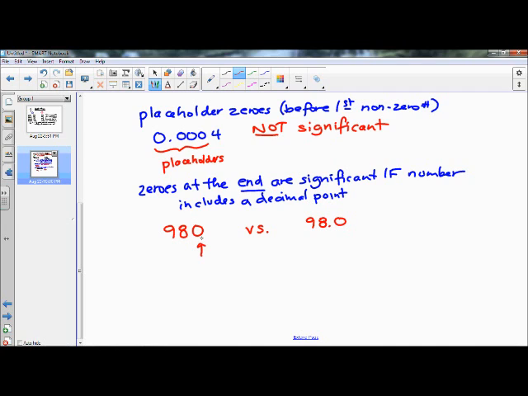This number is considered a placeholder. This number is not significant. Okay. Certainty, some uncertainty, very uncertain. However, if there's a decimal point, this means certain, certain, some uncertainty here.